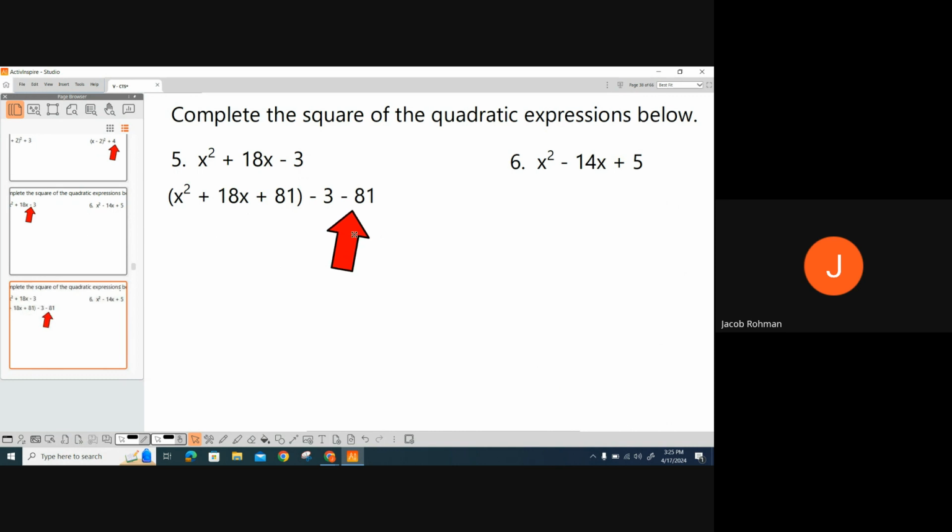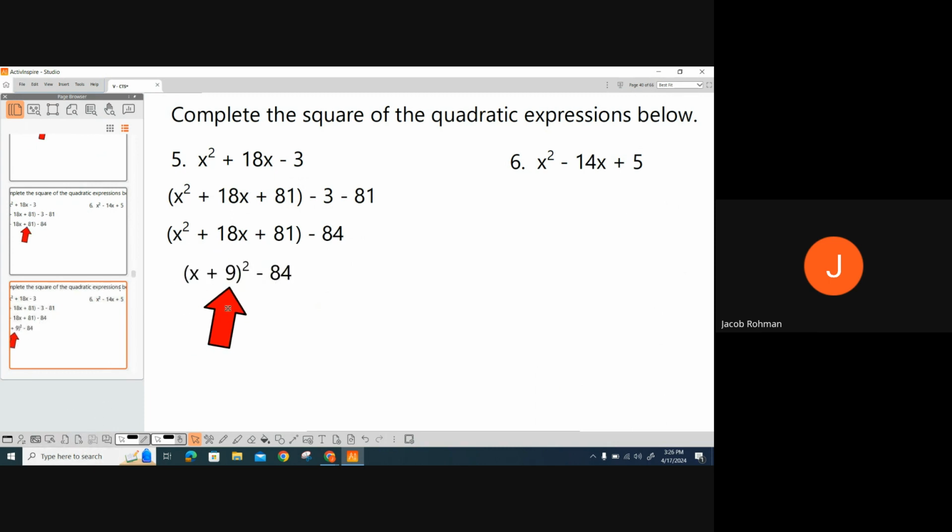And again, remember that adding 81 and subtracting 81, that net difference is 0. So we're not changing the value of the expression. We're just changing the format or the look of it. Okay, now if I combine these two like terms, I get negative 84. And then the trinomial inside the parentheses, that will factor to become x plus 9 quantity squared.